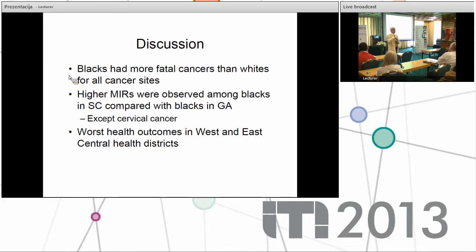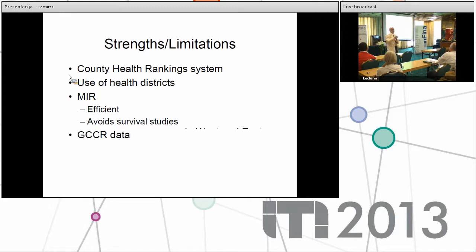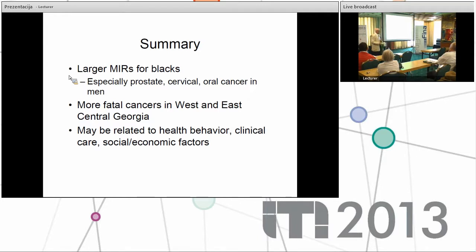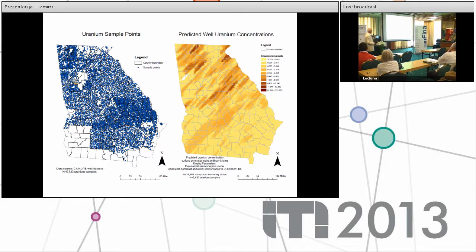So now we want to design analytic studies to say we need to look at breast cancer in black women in Georgia. Is it the fact that maybe they get triple negative breast cancer, or the type of breast cancer, that sort of stuff? Is it access to care? What are the issues driving this geographic distribution? County health rankings and use of health districts. The MIR is efficient, avoids survival studies. So it's really a neat measure to use. Larger MIR for blacks, more fatal cancers in West and East Central Georgia, and it may be related to health behavior, clinical care, socioeconomic factors.